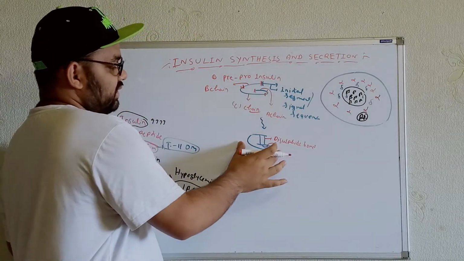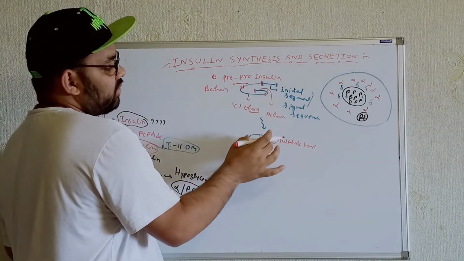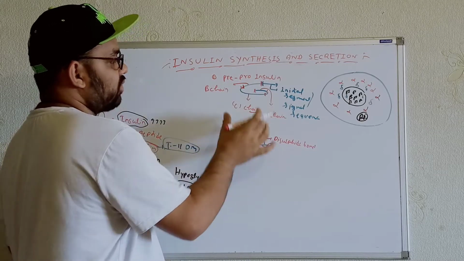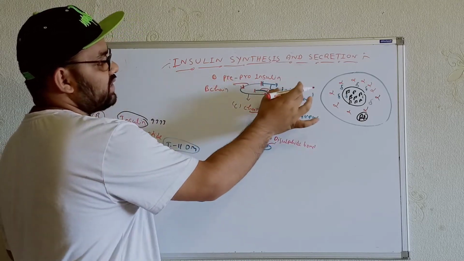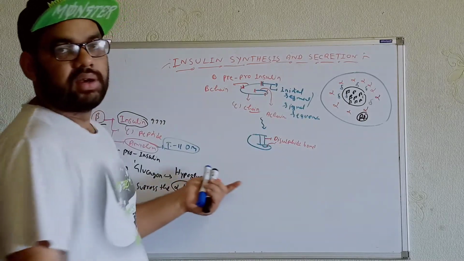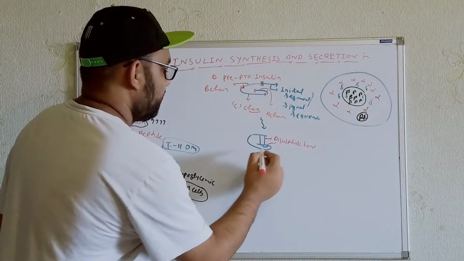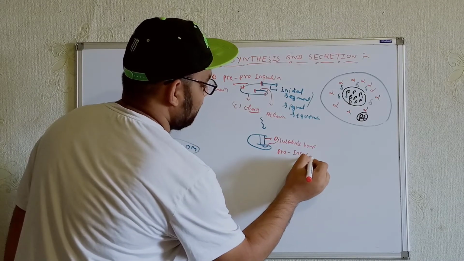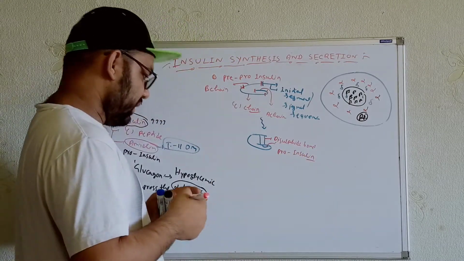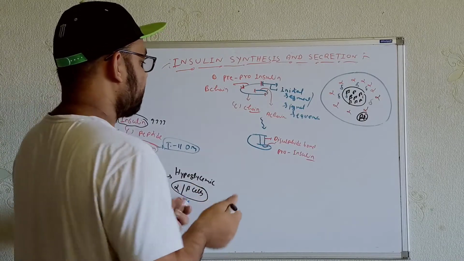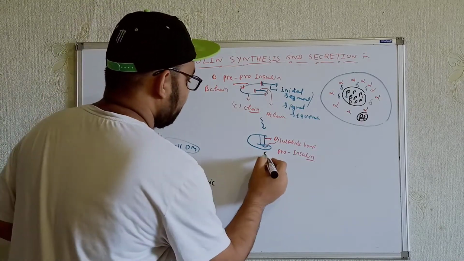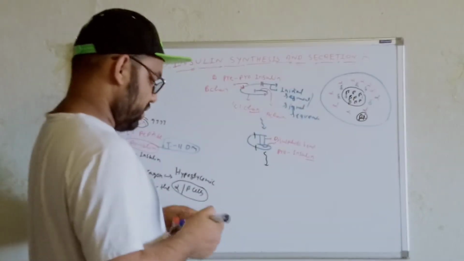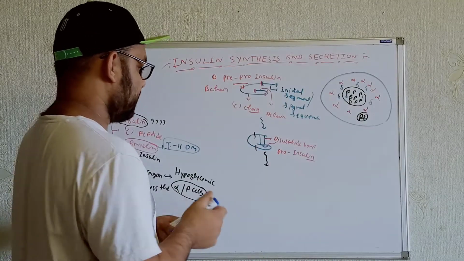Now, the segment that is left with only B chain, C chain, and A chain is known as what? Proinsulin, because the pre part, that means the initial segment, has been removed. Now we can call it proinsulin. It will be known as proinsulin. After that, we'll see the next modification, where the C chain will be removed.